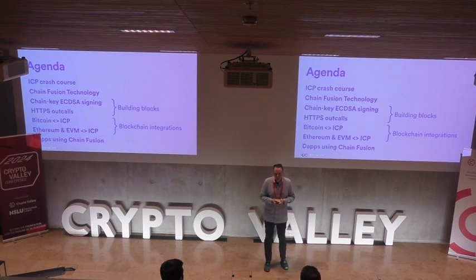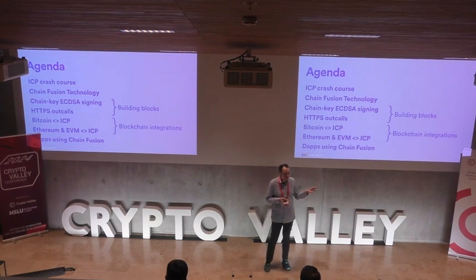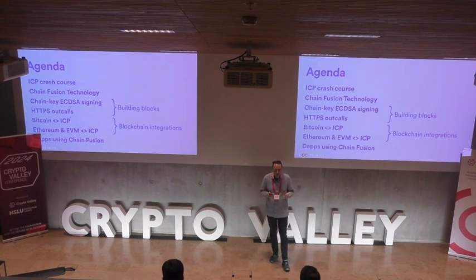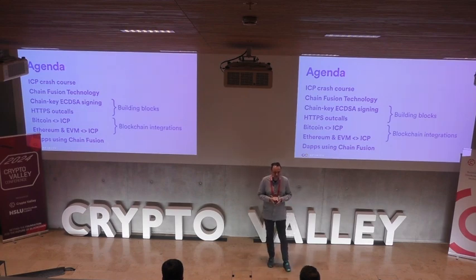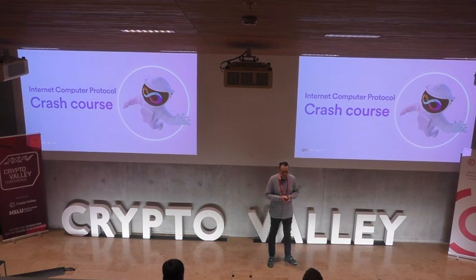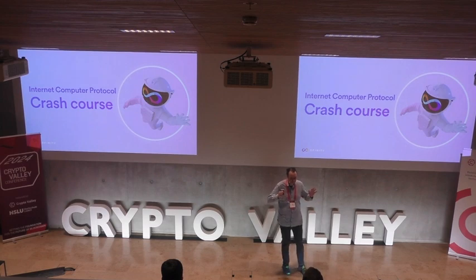Then talking about HTTP outcalls, that's a mechanism for smart contracts on the Internet Computer to connect to Web 2 services securely and communicate with those. And after those two building blocks, I'll talk about two blockchain integrations, the one with the Bitcoin network and the one with the Ethereum network and EVM chains in general. And I'll conclude with going through some dapps that use chain fusion in the ICP ecosystem. So let's get started with the crash course on the Internet Computer Protocol. Really very high level. The whole talk is very high level and non-technical because it's more a generic audience here.